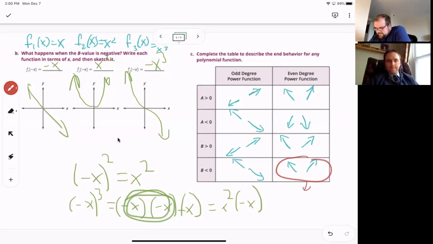As x goes to infinity, that's the right side. Y goes to infinity, although I think they said f of x, so I'll use that notation. And as x goes to negative infinity, that's as we go left. Y is going up there as well. So we say f of x is going to infinity. Got it.